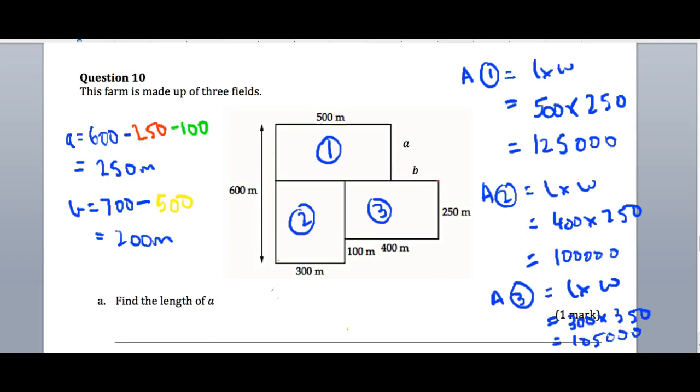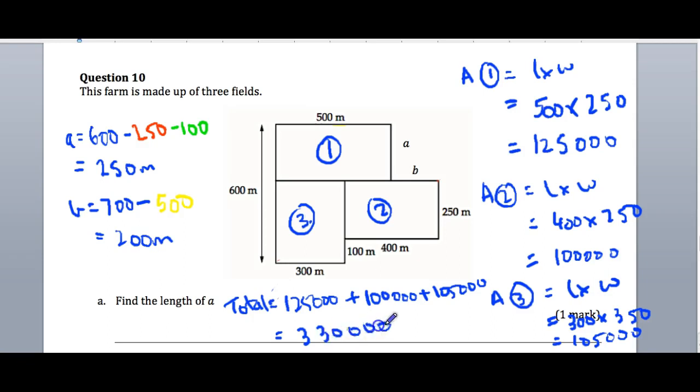Okay, so if you don't know what I was talking about before, I called this one 2, which meant the other one had to be 3. Okay, so let's change that back, so this one's 2 and this one's 3. So your total area is just adding the area of all 3 up. So 125,000, 100,000, and then 105,000. So now we've got 330,000 meters squared.